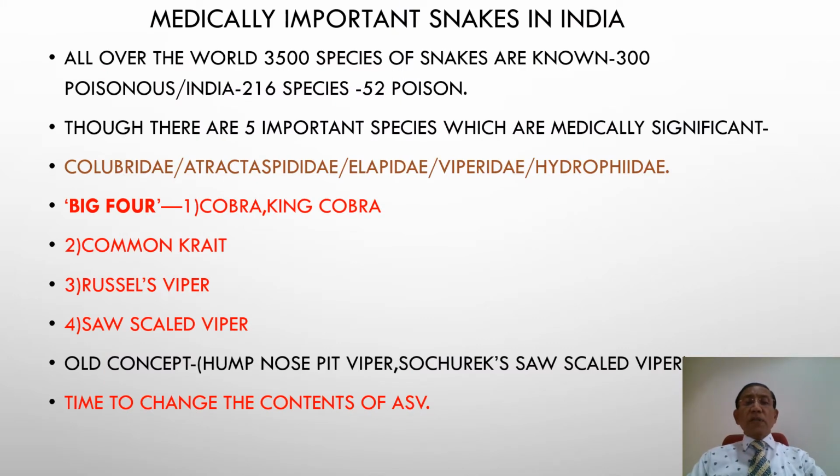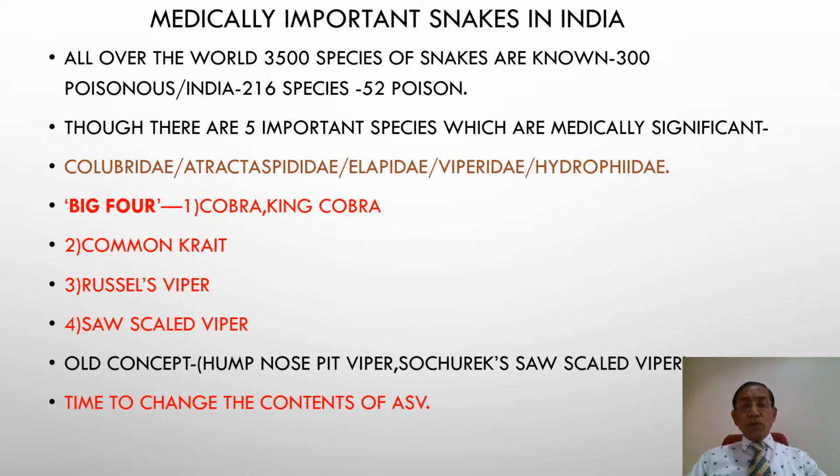Medically important snakes: there are approximately 3,500 species of snakes all over the world, out of which 300 are poisonous, and in India approximately 216 species are there, out of which 52 are poisonous. But there are five important families which are medically significant: Colubridae, Atractaspididae, Elapidae, Viperidae and Hydrophiidae. Out of which four species are supposed to be very important. They are called the big four: cobra or king cobra, second is common krait, third is Russell's viper, and fourth is saw-scaled viper.